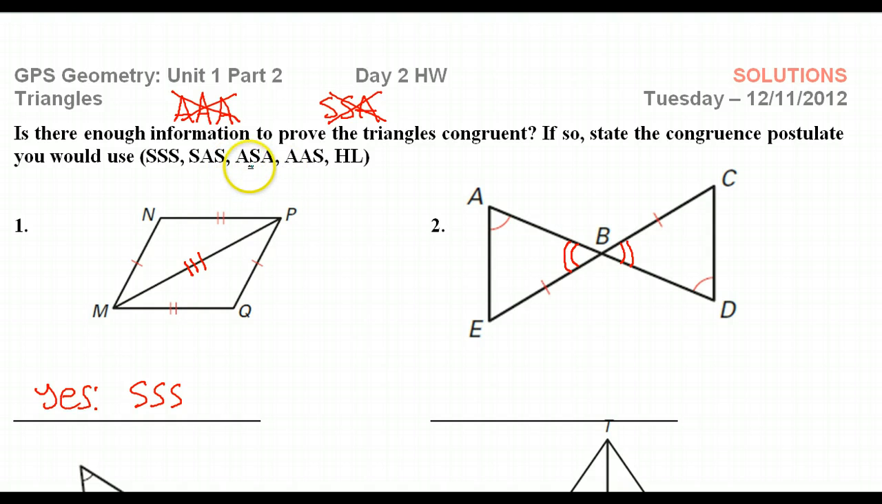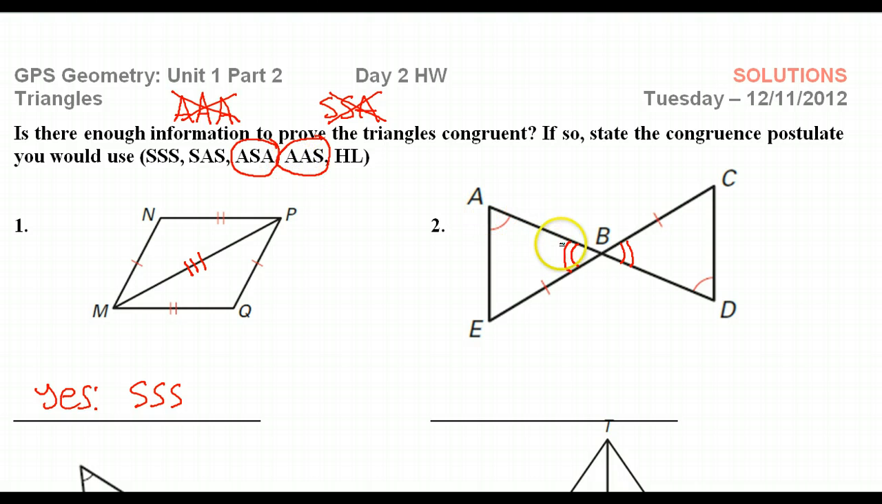Let's look at these possibilities. Here I have two angles and a side, but it's called angle, side, angle. And here I have two angles and a side, but they call it angle, angle, side. Now what's the difference? The difference is the order matters. If I have two angles and the side in the middle, that's angle, side, angle. If I have two angles and the side that's not in the middle, then that would be angle, angle, side.